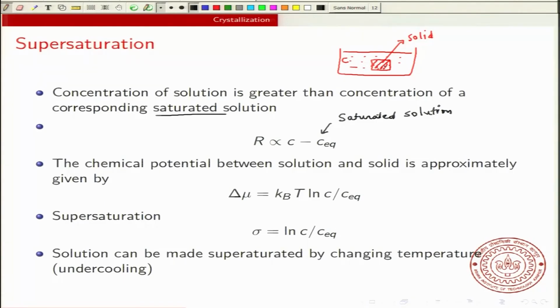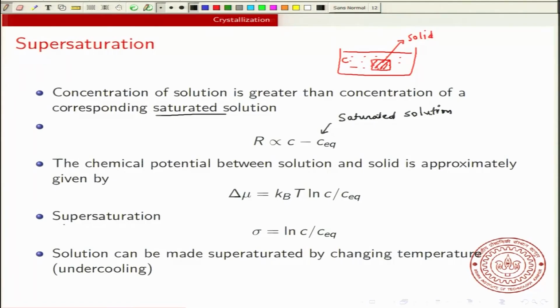Now, you know that you cannot make a solution more concentrated than a saturated solution. So, actually we say that crystallization will only take place when the solution is supersaturated. We call this supersaturation, which is saying that the concentration is actually greater than that of the saturated solution. And in this case you can write the chemical potential difference between the solution and the solid as approximately given by kBT times the natural log of the concentration divided by the concentration of the saturated solution.